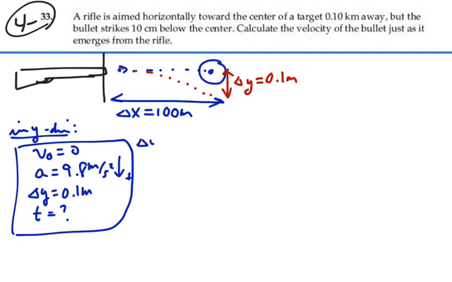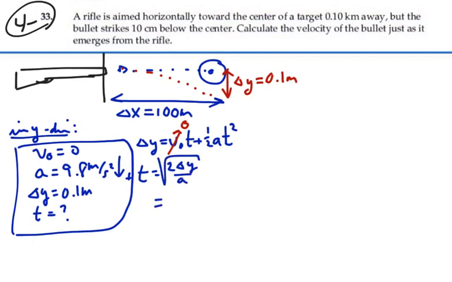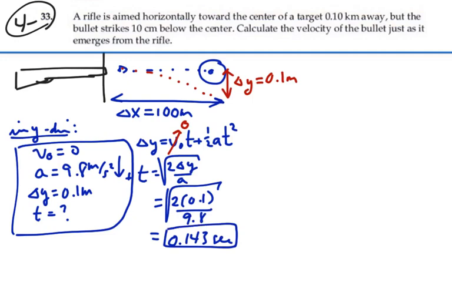So we'll say that displacement, delta y, is equal to initial velocity times time plus 1/2 acceleration times time squared. And in this case, our initial velocity is 0. So time is going to equal the square root of 2 delta y over acceleration. And that's going to be the square root of 2 times 0.1 over 9.8, and that's going to be a time to the target of 0.143 seconds. So that's our time to the target.